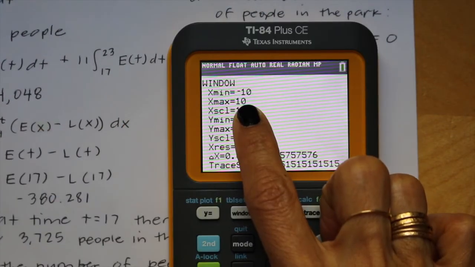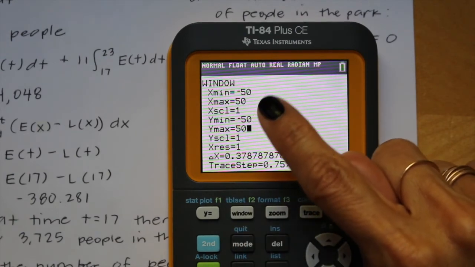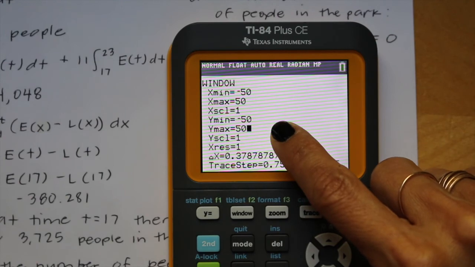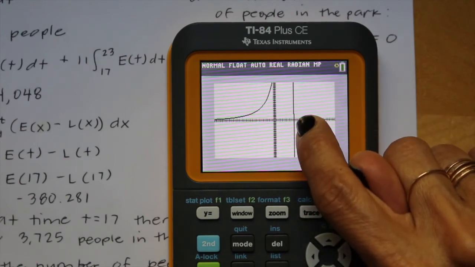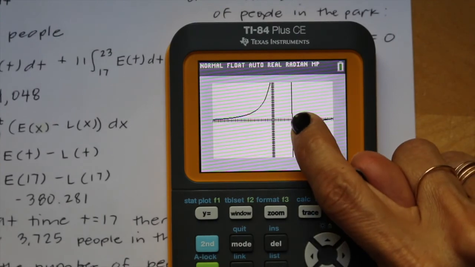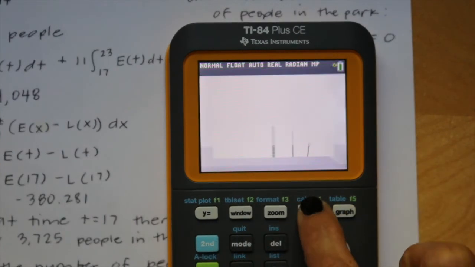Go ahead and hit window, and we're going to change the window. I'm just going to try negative 50 to 50 for the x min and max, and also for the y min and max. And so right here you can see that the function e of t minus L of t is crossing the x-axis. So we just want to find where this 0 is occurring. So I'm going to do second trace 0.